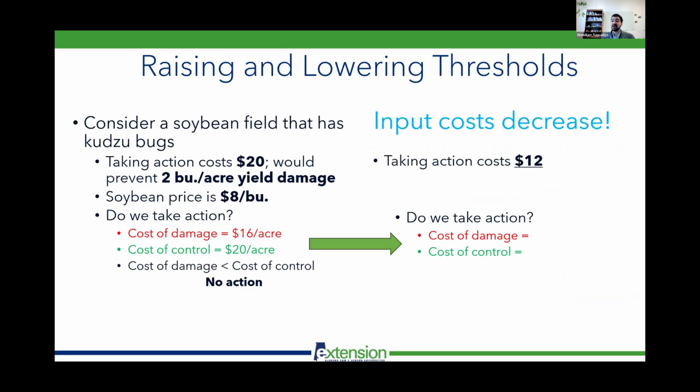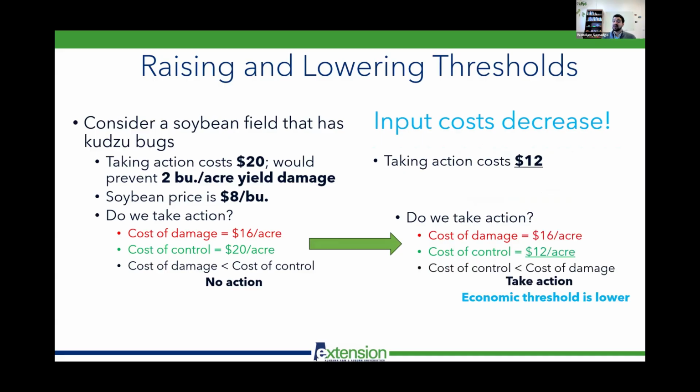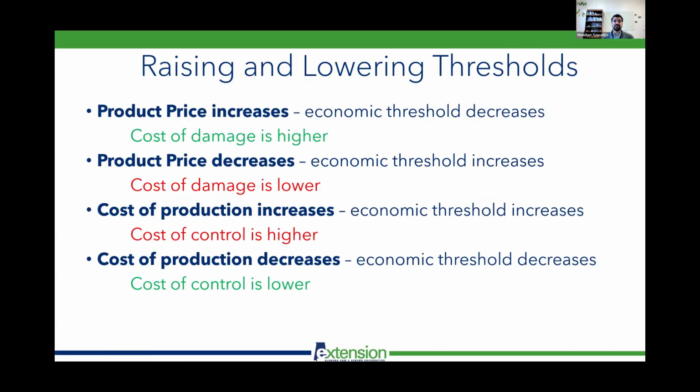Now, if our input costs decrease, so instead of our cost of control being $20, it decreases to $12, in this case we would take action. And that's because to save that $16 worth of damage, it costs $12 now. So it's worth doing. And now the economic threshold is lower.